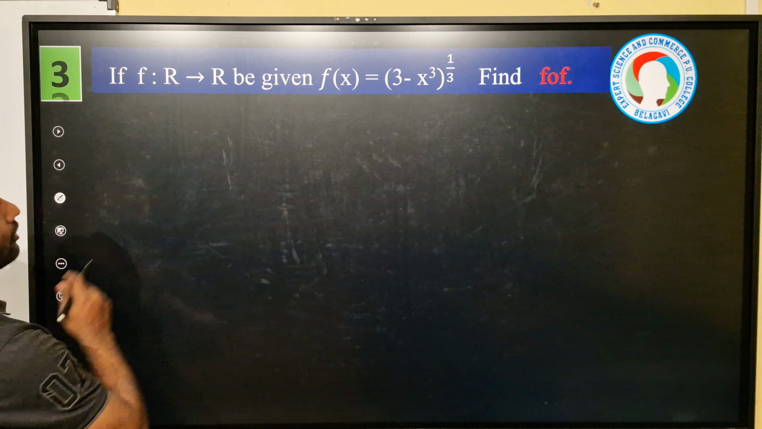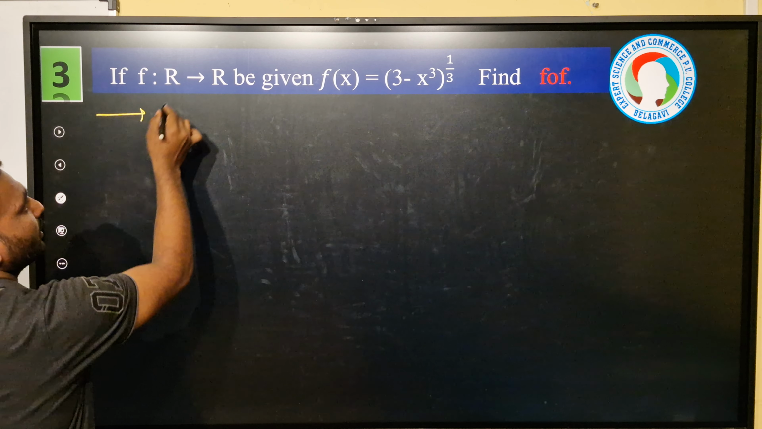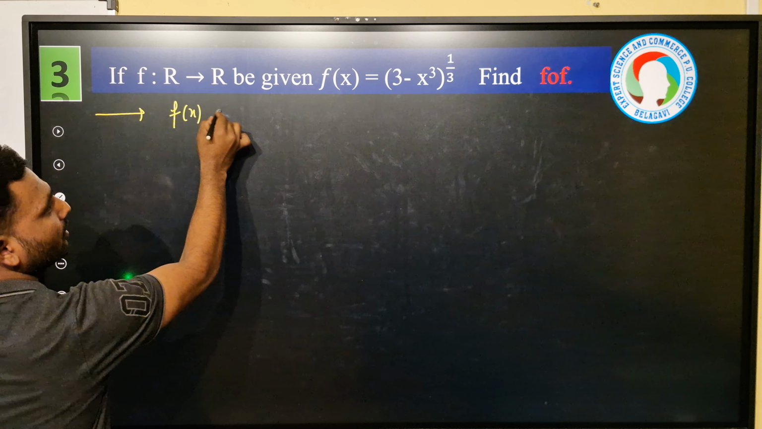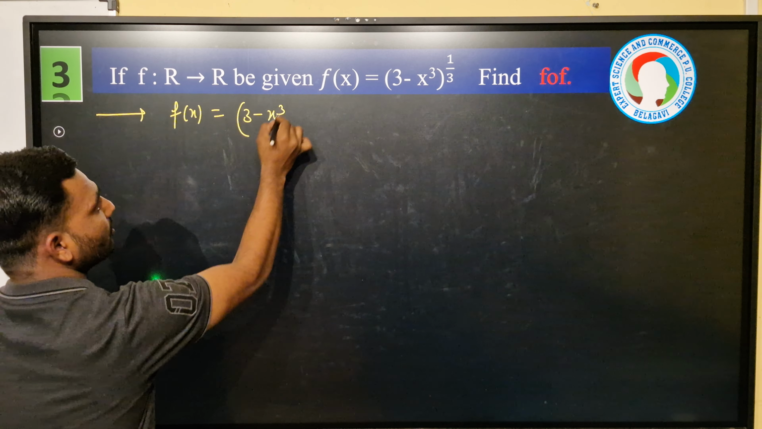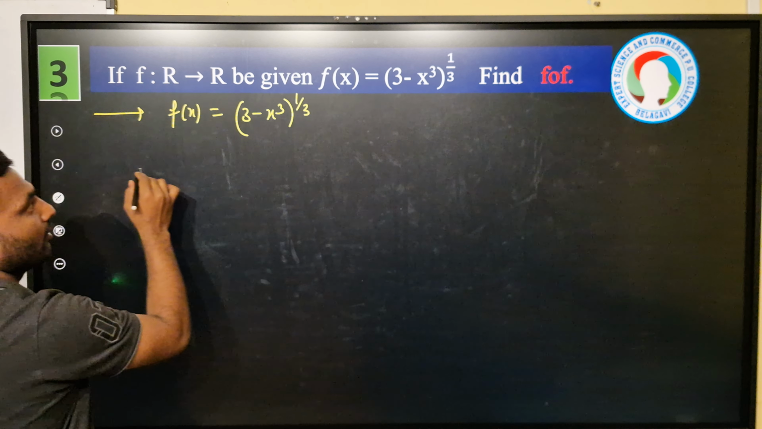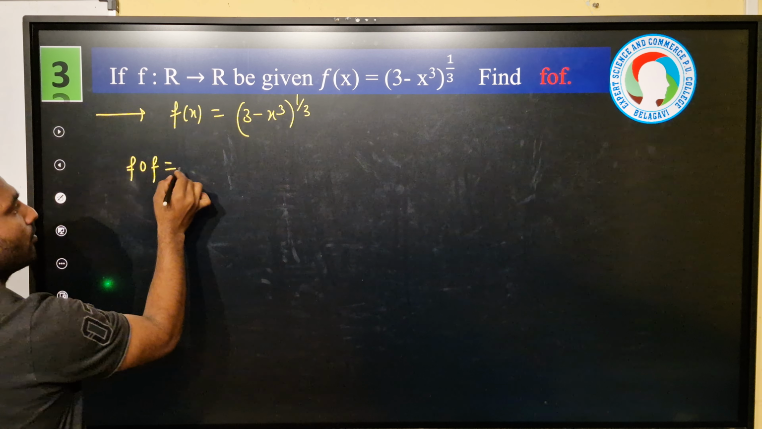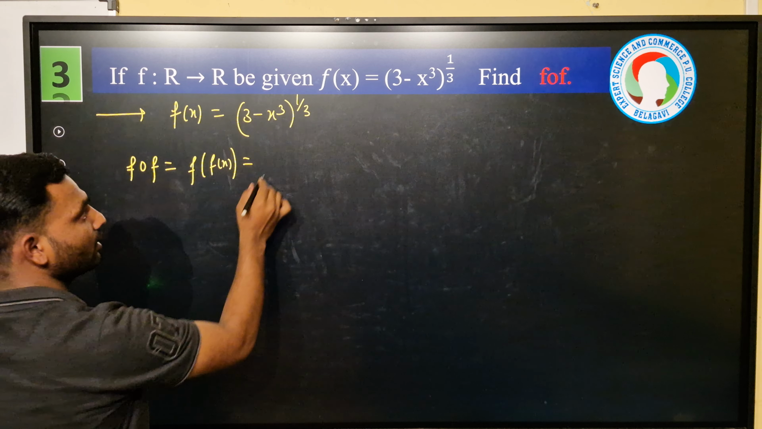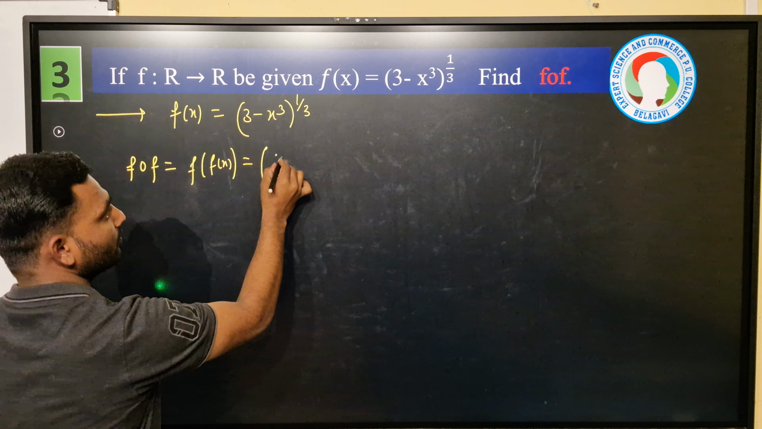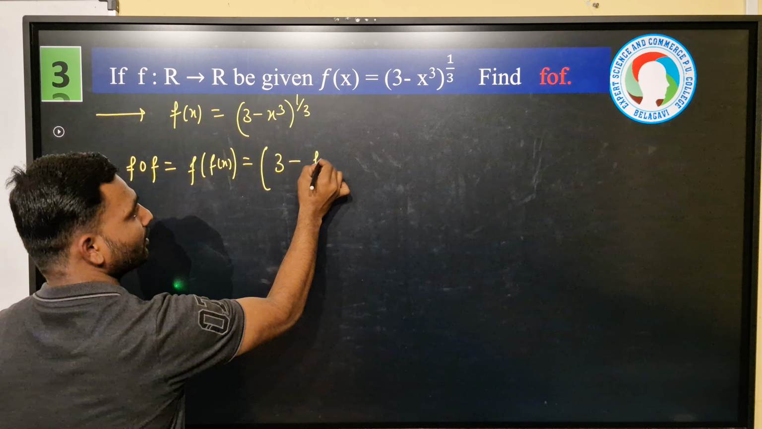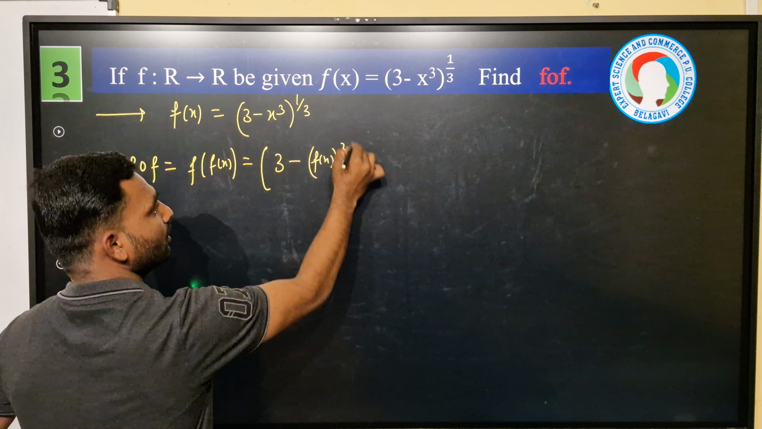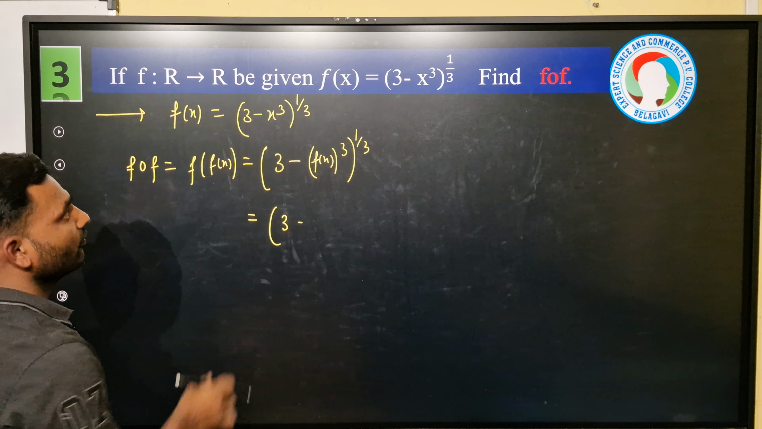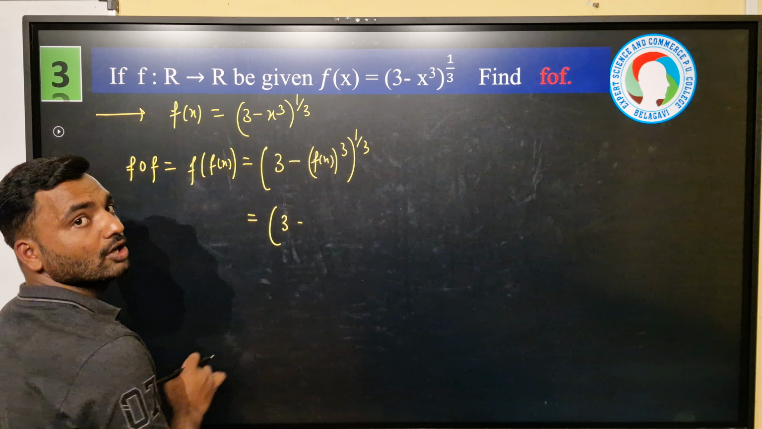So the function is, find f of f of x here. The function is a mapping from R to R and the given function is f of x equals 3 minus x cube to the power 1 by 3. Find f of f of x. Then it is nothing but, what is the value of f of x? We have to substitute x cube, it is nothing but f of x cube to the power 1 by 3. 3 minus, what is the value of f of x? That is 3 minus x cube to the power 1 by 3.